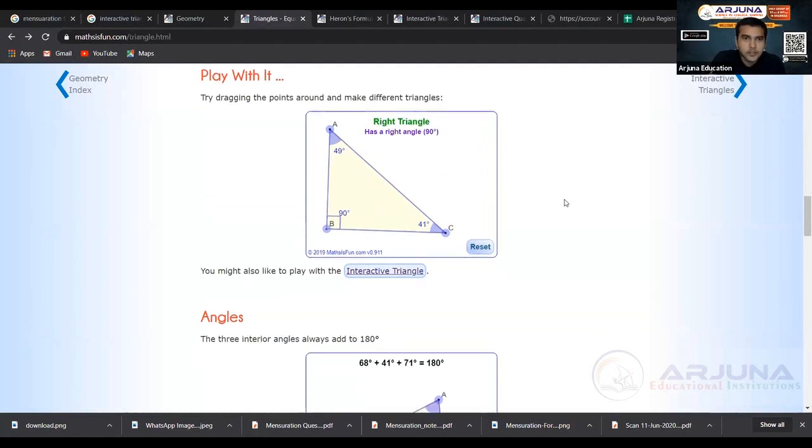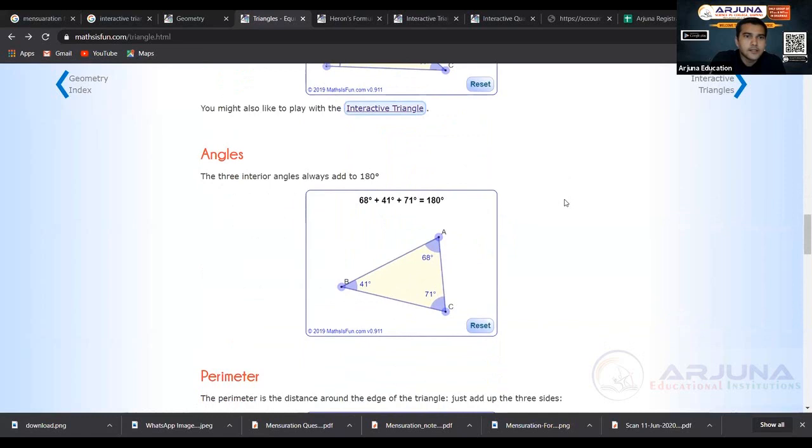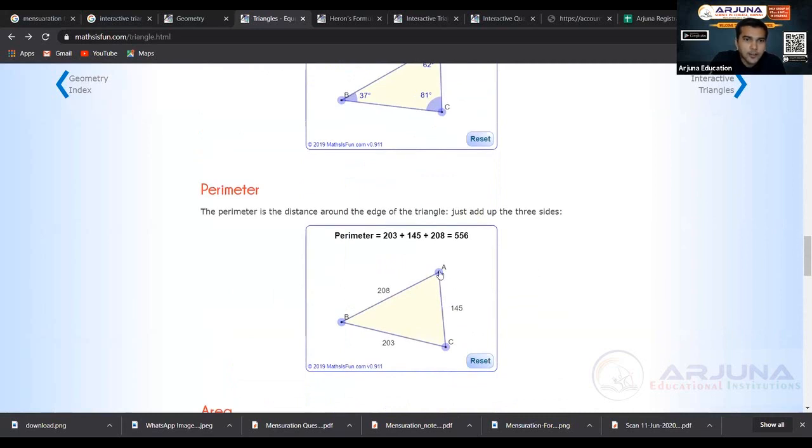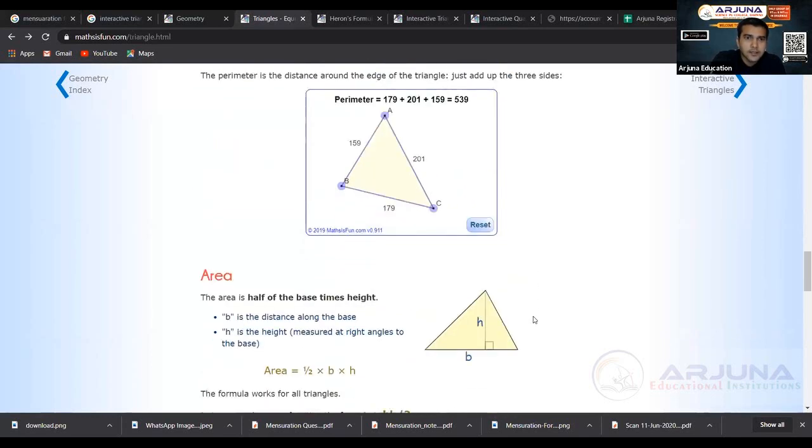Then also you have 3 interior angles, where the sum is always equal to 180. You can change all the angles and you get to know. So it's 180 degrees, right? And here you can also calculate the perimeter of any particular triangle. So it gives you the area, it gives you the length of the sides, and you will get to know about it. Fine. And the area also.